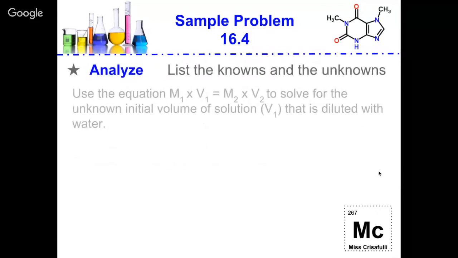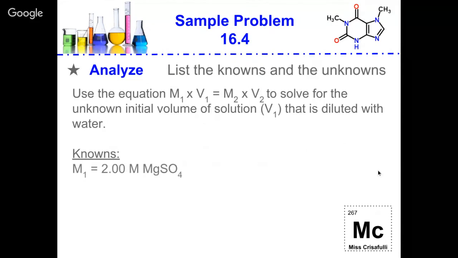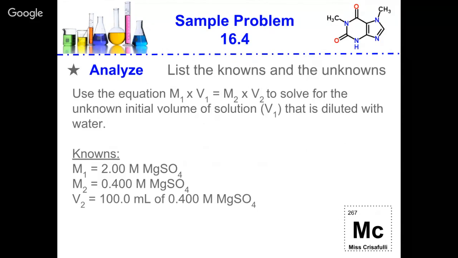So we are going to have to make sure that we know that the number of moles needs to be equal. So M1V1 equals M2V2. And we're going to solve for how much of the initial solution we need to take out and then fill the rest of that volume with water. So we know that we have a 2 molar solution to start off with. We want a 0.4 molar solution, and we want 100 milliliters of the 0.4 molar solution. We don't know how much of the initial solution we need though.